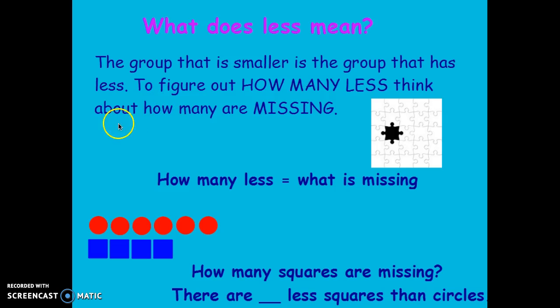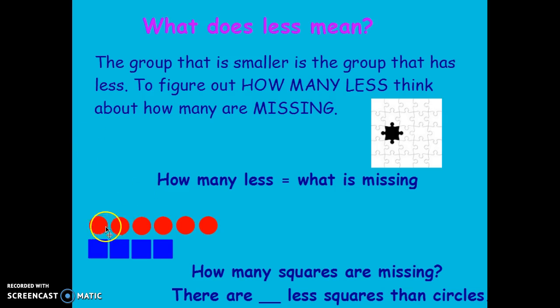Now I'm going to say it and you're going to repeat after me. To figure out how many less, think about how many are missing. So how do we figure out how many less? That's right, we think about how many are missing.